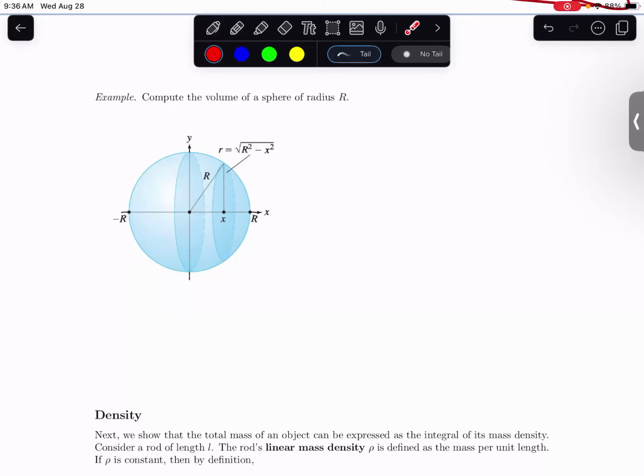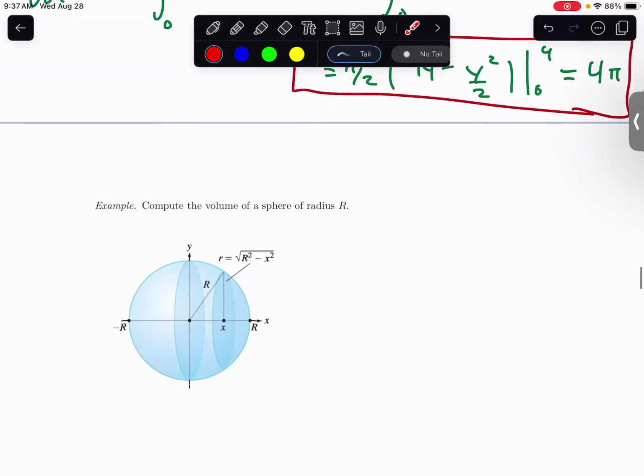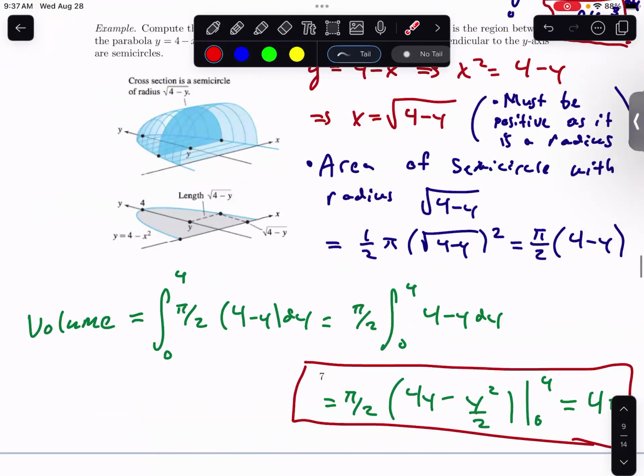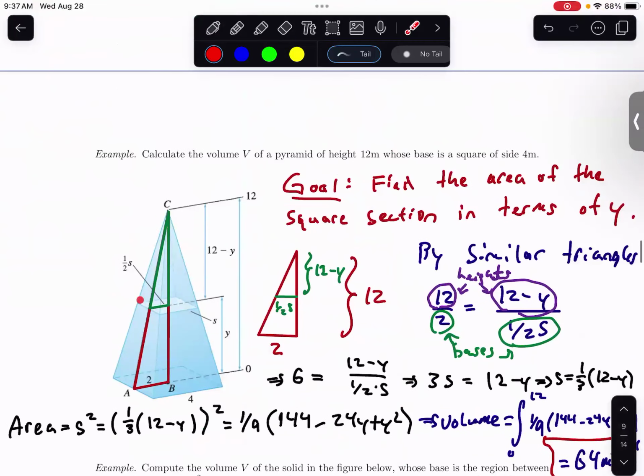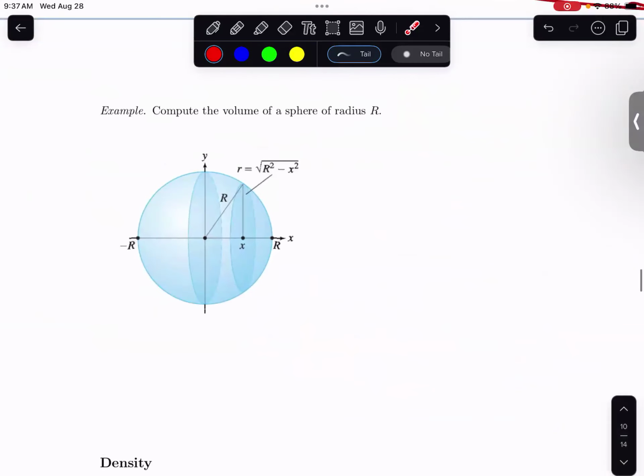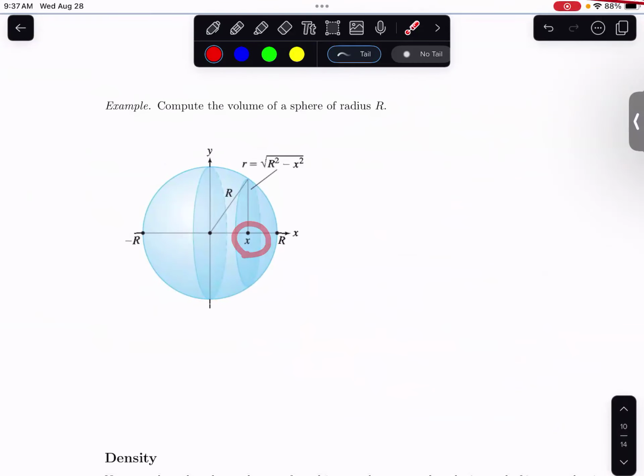This one's a little bit different in that in the previous two examples, the variable we were integrating with respect to was given by y, like it depended on y. So what I mean by this is the area of the semicircle depended on how far along you were on the y-axis, and the area of this surface depended on how high up you were in this pyramid. This one's a little bit different in that now the area is going to depend on x instead of y, but it's pretty much the same process regardless.